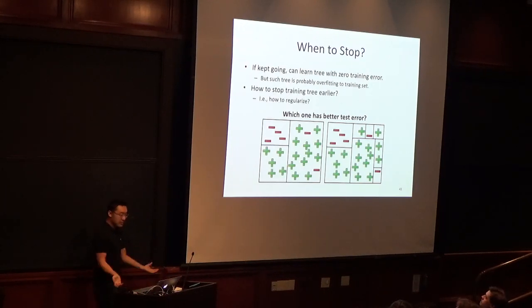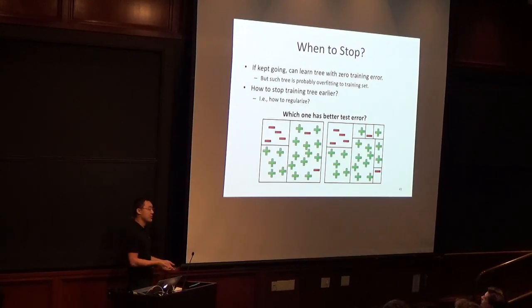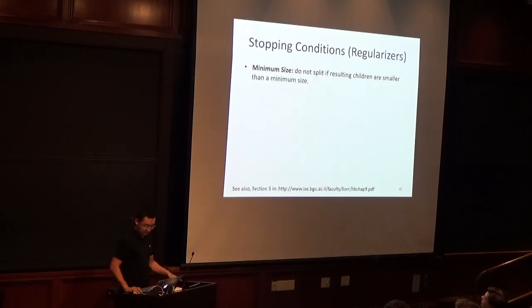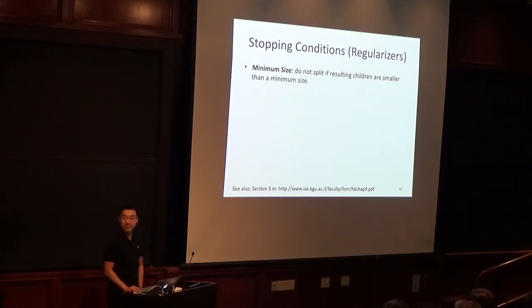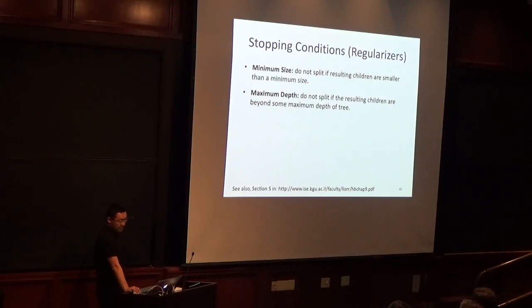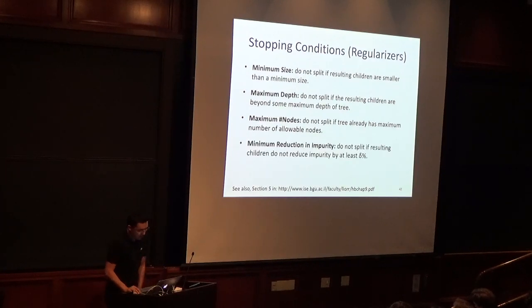Okay. So how do we figure out where to cut off the training so the tree doesn't get too big and too complicated? In other words, how do we regularize? Okay, stopping conditions. So, minimum size. Do not split if the resulting children are smaller than a minimum size. And here size corresponds to the size of the partition of the training data that goes to this child node. Maximum depth. Do not split if the resulting children are beyond some maximum depth. Maximum number of nodes. Minimum reduction in impurity. Do not split if the resulting children do not reduce impurity by at least some percent.